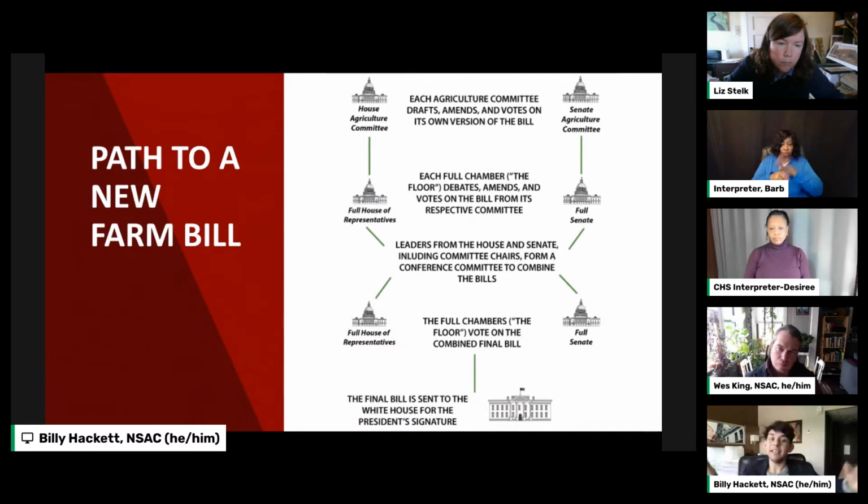And then leaders from the House and the Senate, including Ag committee chairs from both chambers, meet and form a conference committee where they combine the bills, and the final negotiations happen to develop one product out of both chambers. And the full chambers of both the House and the Senate vote on that final conferenced bill. Once that final vote happens on a combined bill, the Farm Bill is sent to the White House for the president to sign into law. That's the process in a really neat bubble.